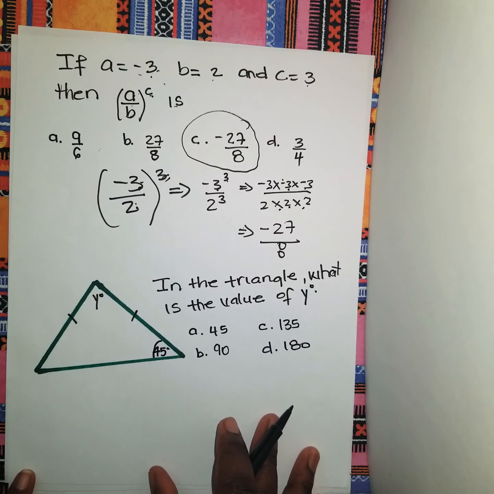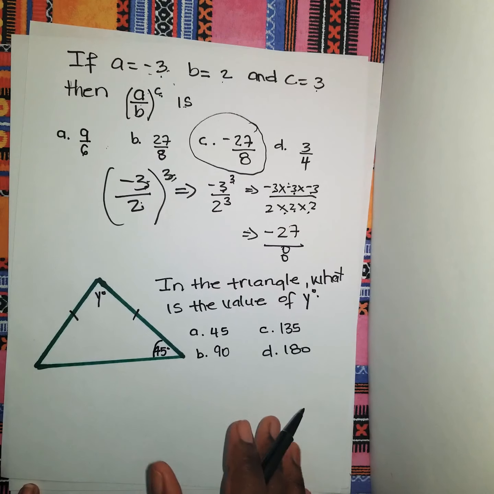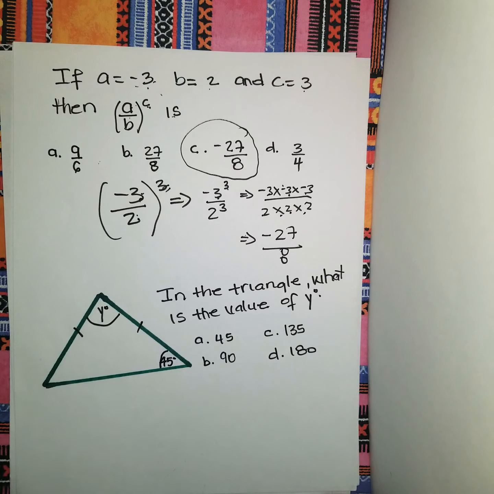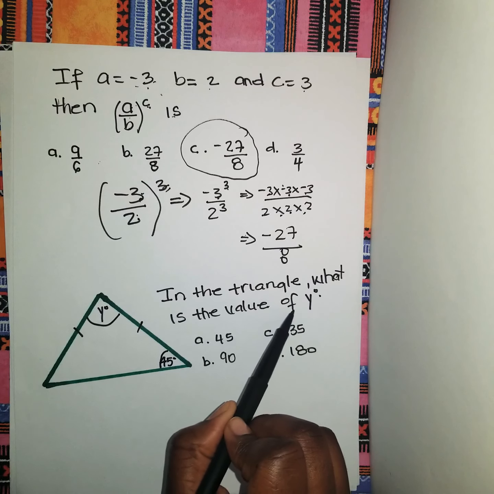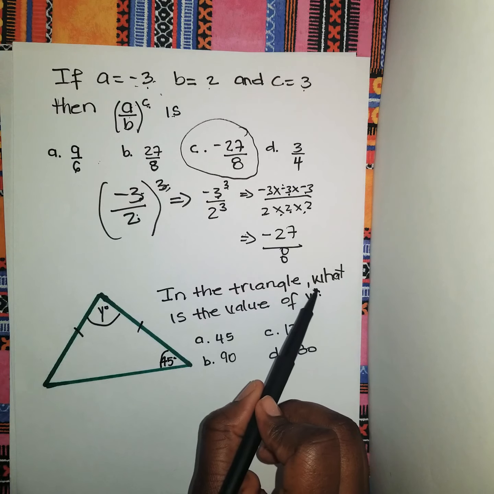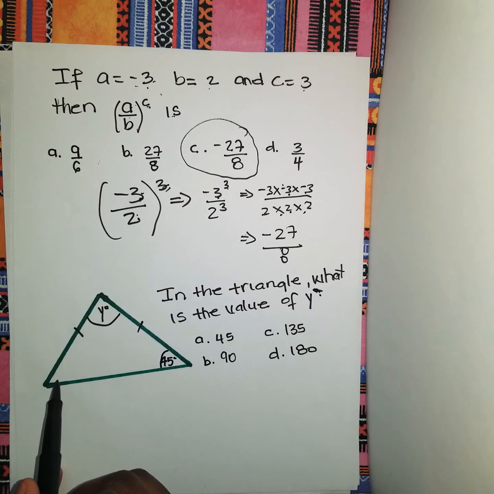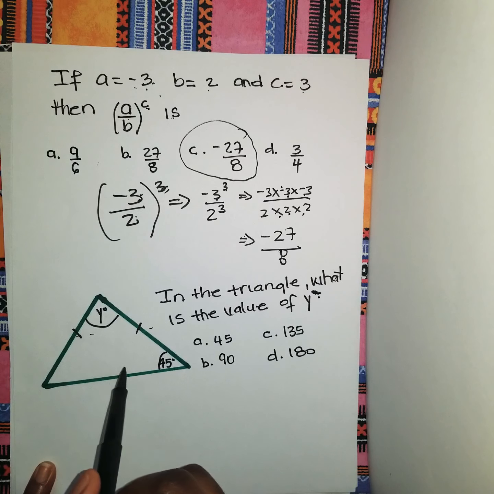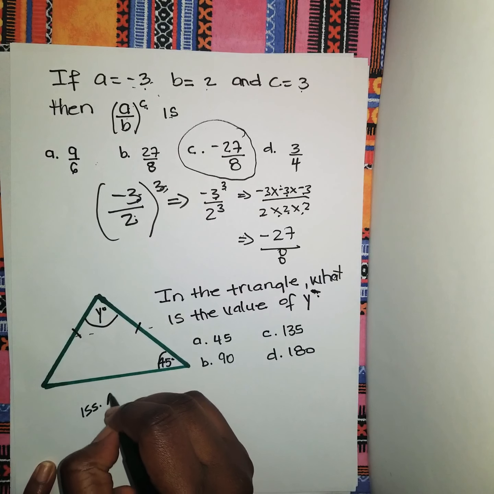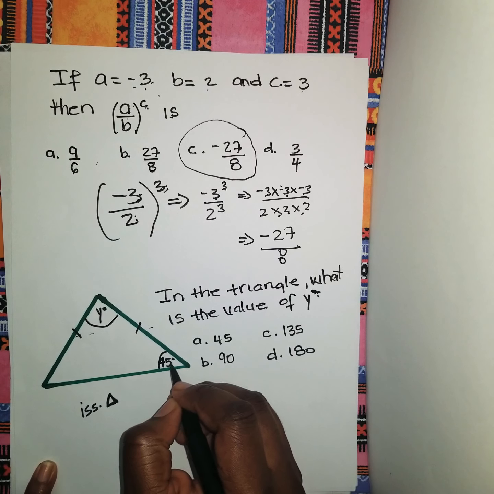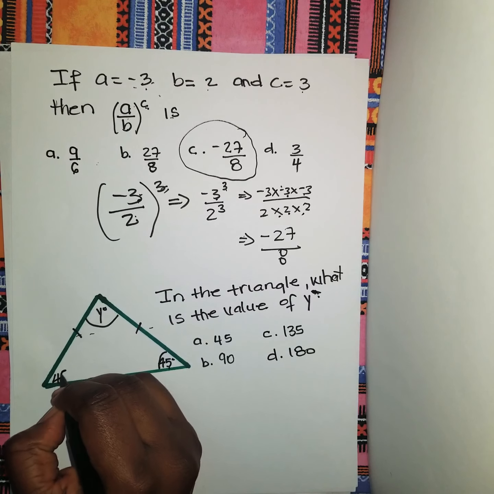For this question, we're given a triangle, and they establish two angles for us, 45 and y degrees. So right here, it says in the triangle, what is the value of y? What's the value of y in degrees? So right here, guys, we see that based on these two symbols, the lengths are equal. Once two sides are equal, we know already it's an isosceles triangle, and we know base angles are equal. And so once base angles are equal, this side is 45, and here is also 45 degrees.